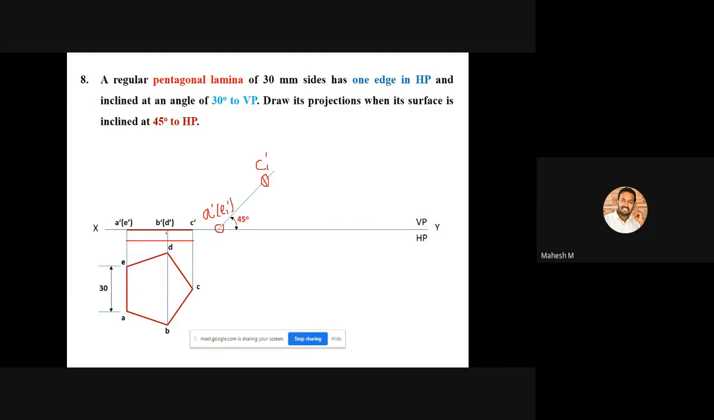So you have to mark the in-between point also. That means you can measure this distance with your compass. You can place the needle of your compass exactly at A1 dash and E1 dash. So you can create an arc like this. So this point will be marked as B1 dash or D1 dash. Okay. So you can create a line. After that, this is A1 dash or E1 dash. So after that, you can create B1 dash or D1 dash and finally C1 dash.